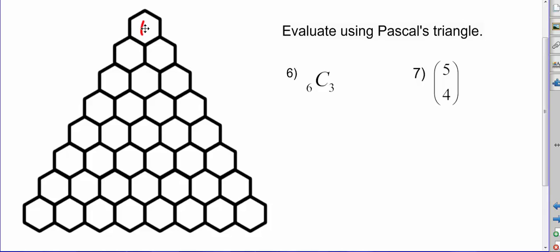So like this place right here, I have a 1. I don't have anything over here, so it's just simply a 1. Same situation here. Then it starts to change. So I have 1, and then those 2 add up to 2.